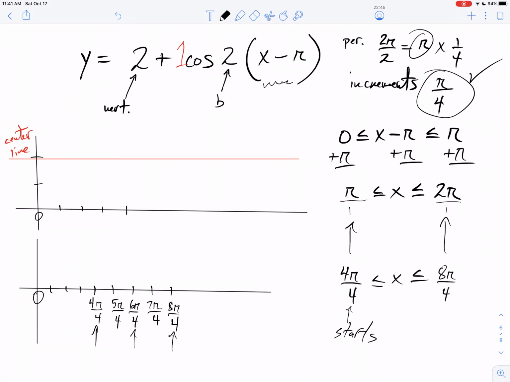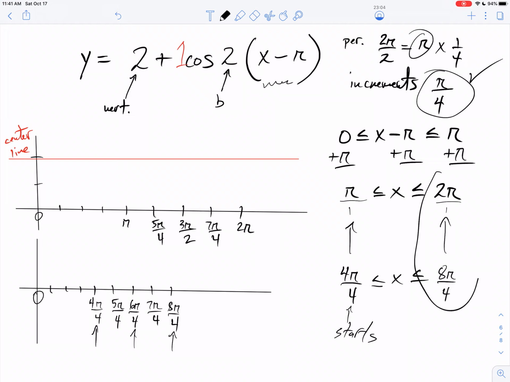There's 4 pi fourths, but I'm going to reduce it. I'm going to call that pi. Then I'm going to go 5 pi fourths, giving myself a little more room this time. Then instead of 6 pi fourths, I'm going to reduce it. I call it 3 pi halves. Then 7 pi fourths, can't reduce it. But this thing stops at 2 pi.